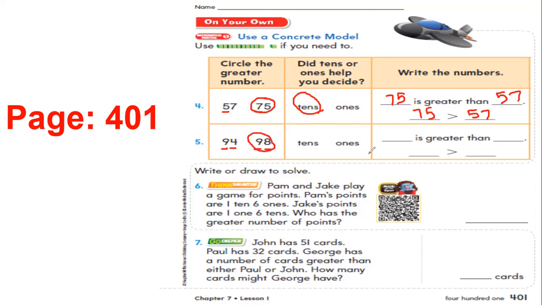Now, what did we compare? We compared the tens or the ones? Yes, we have compared the ones. So 98 and 94. So 98 is greater than 94. So we are going to cross out question number 6 and question number 7. Now let's move on to the next page, 402.